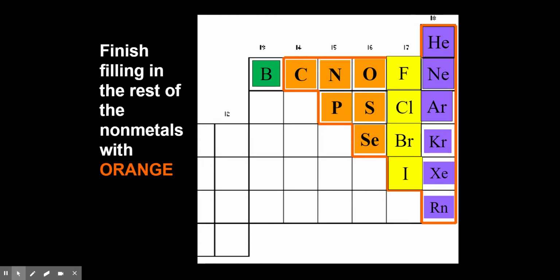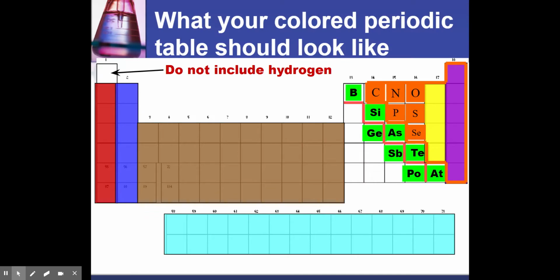For our last part here, we want you to color in your periodic table, or in this case, we're going to drag and drop our parts to color code our periodic table. We have nothing covering up hydrogen, but then we have our alkali metals in red. We have our alkaline earth metals in the darker blue. We have brown covering up our transition elements. We have aqua covering up our rare earth or inner transition elements.